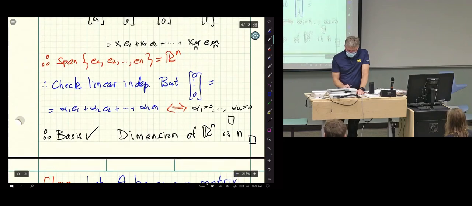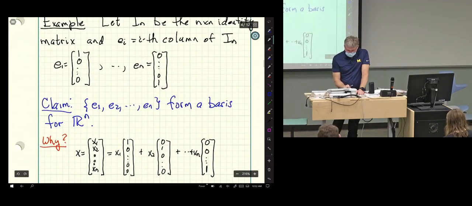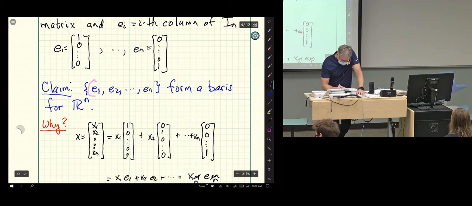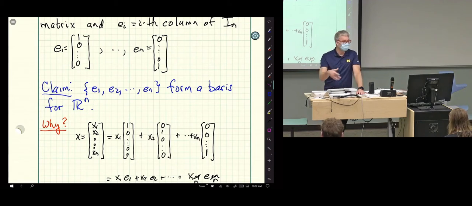Okay, I just want to go back and check what we just did up here. This is an n by n matrix, and these are its columns. And we said the columns of the identity matrix form a basis of Rn. So this is a generalization of that. Let's just see why it's true.